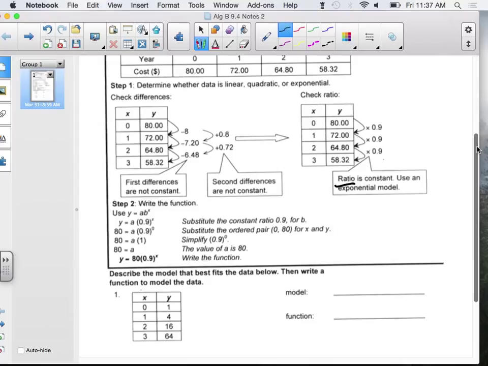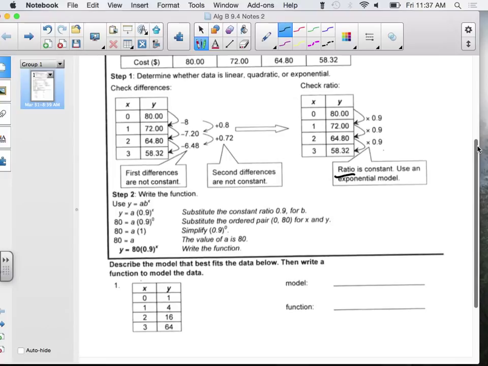Exponential. And how do we check that? If it's multiplying by the same number over and over. And what's that called? Constant ratio. So if there's a constant ratio between each of our y values, we can say that it is an exponential function. So how are they getting that 0.9, that times 0.9?